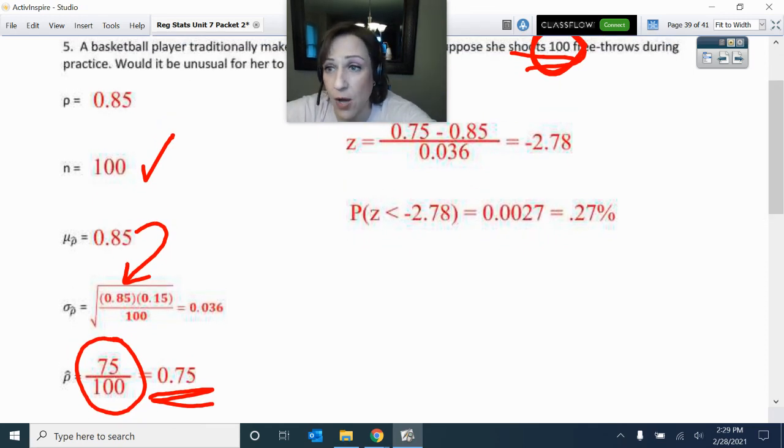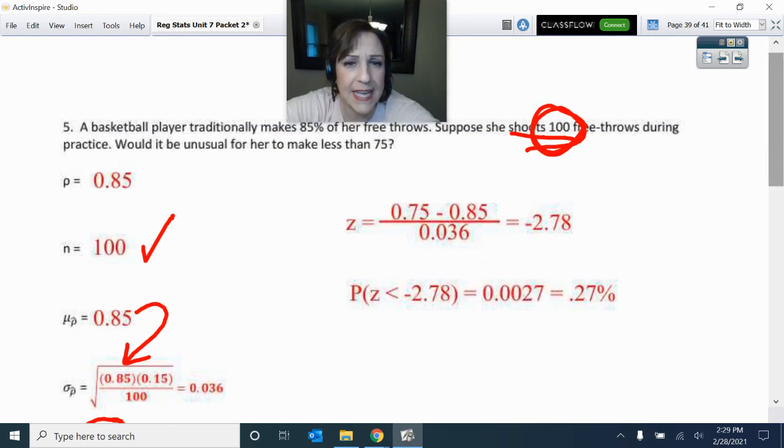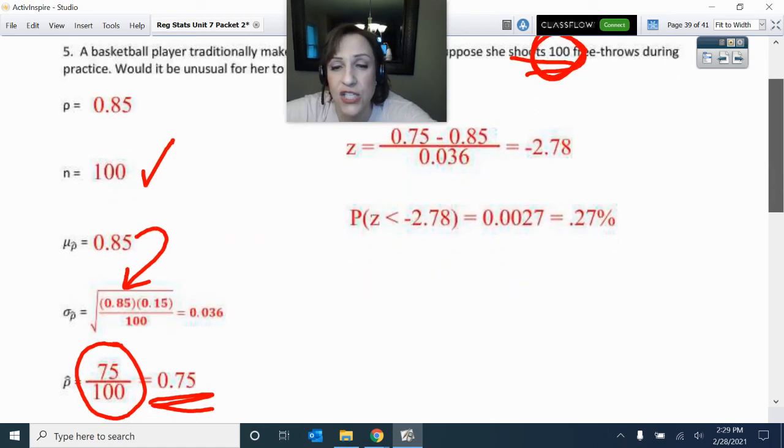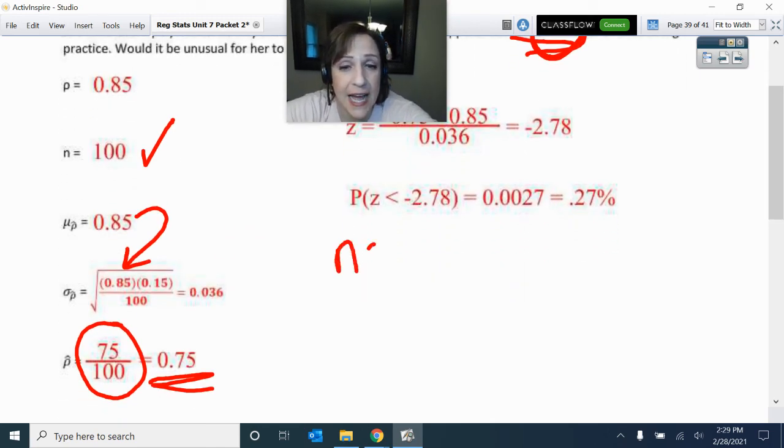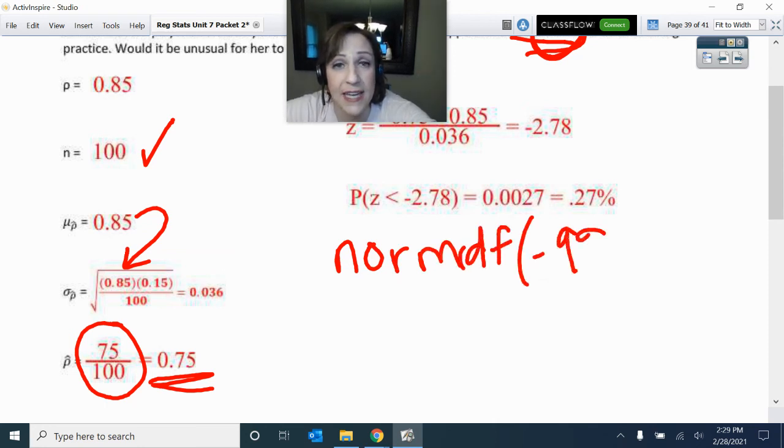And that's a very small percent. What did they want to see? Less than 75. So it's not very likely. And again, I norm CDF'd from negative 99 to that negative 2.78. That's how we got such a small percent.